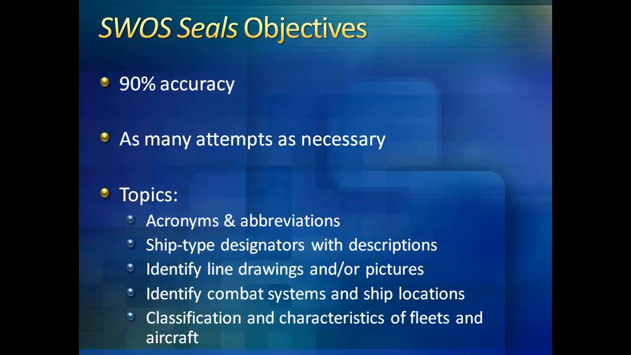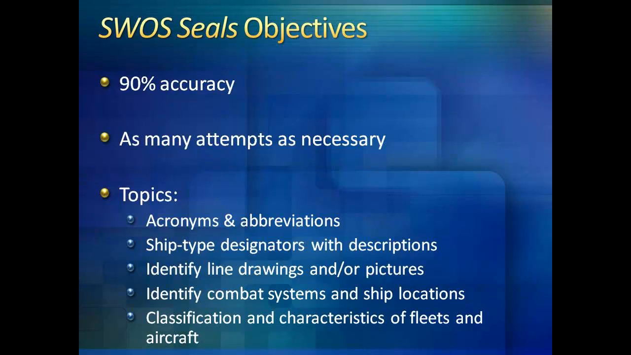The objectives for SWOS Seals all pertain to 90% accuracy. The ensigns must receive 90% accuracy or above in order to move on. The topics include: they could be given a list of the acronyms and abbreviations from the threat matrix, and they need to be able to match the given acronym or abbreviation with its description. Given information from the threat matrix, they'll be able to match the basic ship type designators with its description. Given line drawings and/or pictures of fleets and aircraft of the USA and other major military forces, the ensigns will be able to identify each.